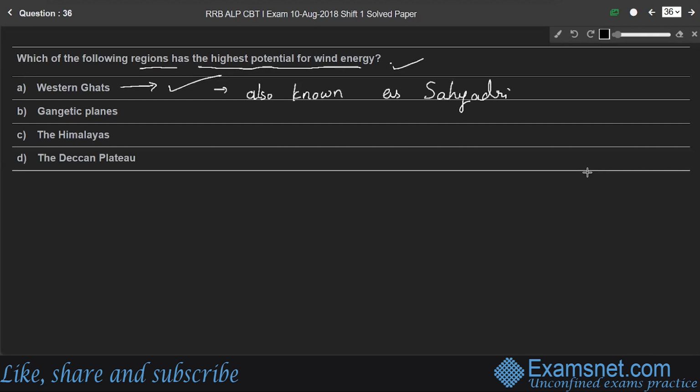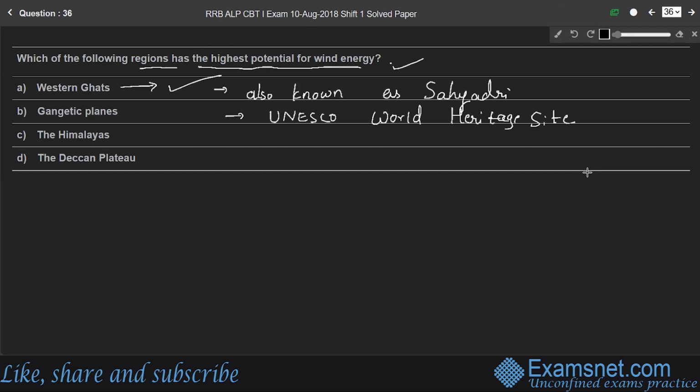Sahyadri is a UNESCO World Heritage Site and is one of the 8 hotspots of biological diversity in the world. Here, it has the highest potential of wind energy. The Western Ghats region has the highest potential of wind energy among the given 4 options.